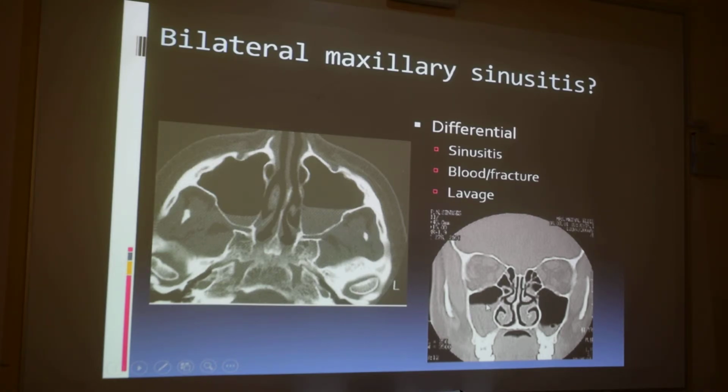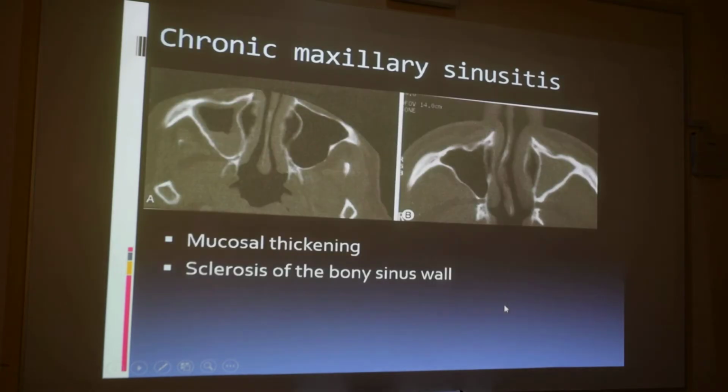Again, fluid level here. So the reasons can be acute sinusitis, or blood or fracture if there is a trauma history, or lavage. If the ENT surgeon has cleaned the sinus, some part of the fluid can remain inside the sinus just after a lavage. So the history tells you whether there is a trauma history, whether there is lavage history, or whether you just found a fluid level incidentally.